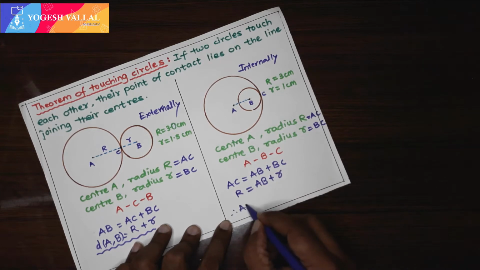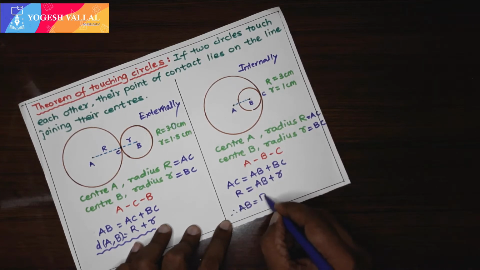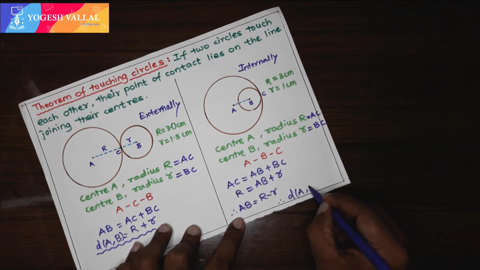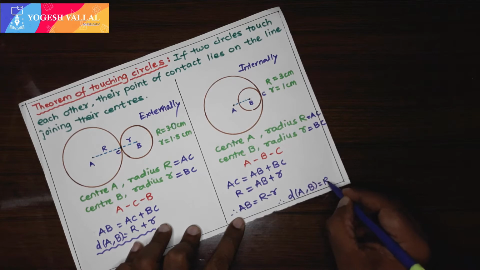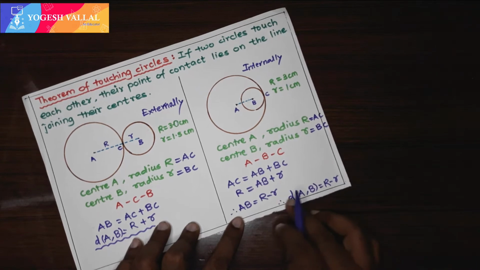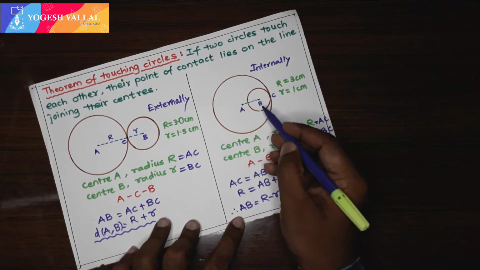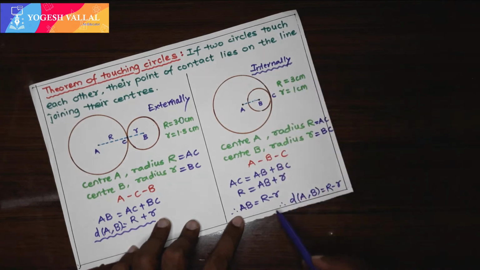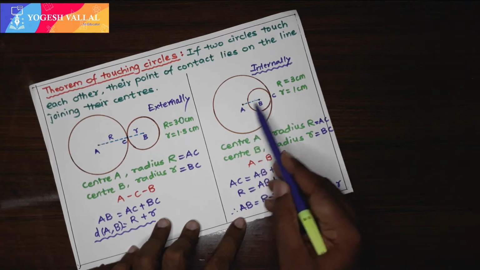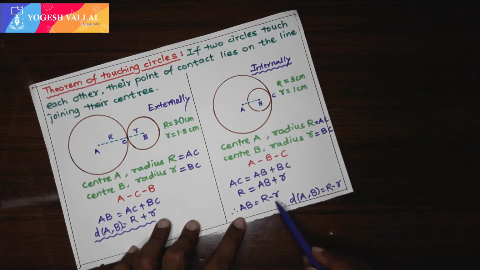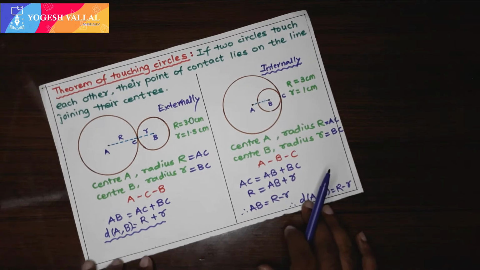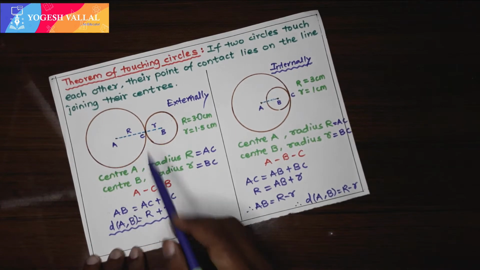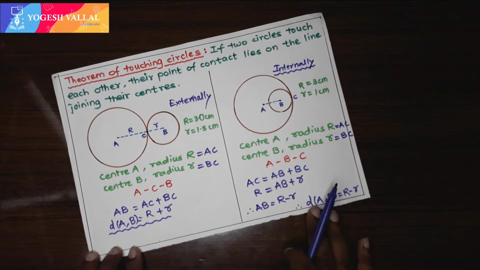So here we get AB is equal to capital R minus small r. So I can write here that the distance between A and B is nothing but R minus r. And what is the distance between A and B? A and B are the centers. So if the circles are touching internally, the distance between their centers is the subtraction of their radii, and if they are touching externally, the distance between their centers is the sum of their radii.